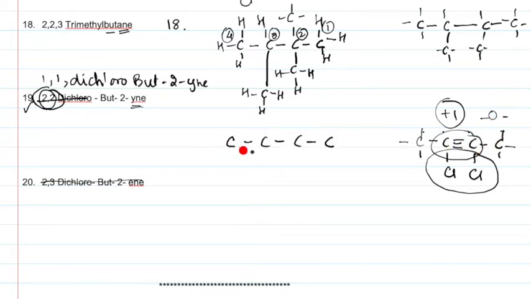So let us write it as four carbons like this, and the second carbon will have a triple bond, which means for this carbon and this carbon, all four valencies are fully satisfied. So this carbon will have 1, 2, 3, 4. This carbon will have 1, 2, 3, 4, and you can have 1,1 dichloro. So it will be chlorine here and chlorine here, and remaining will be H's.